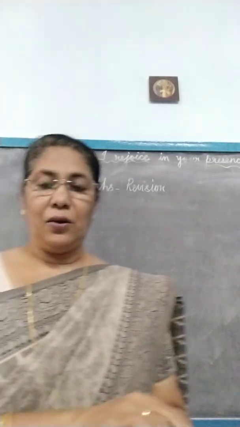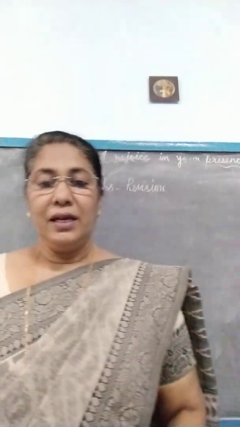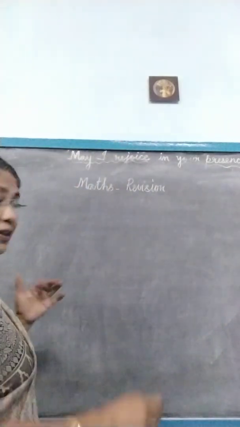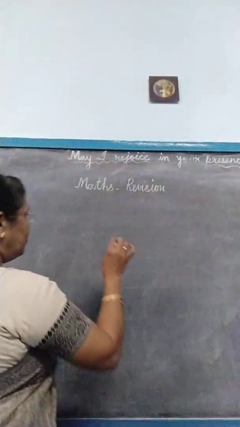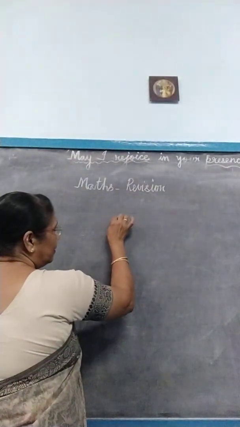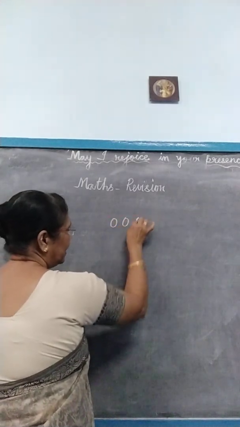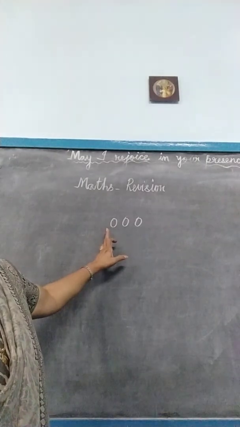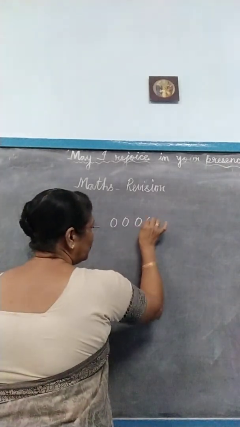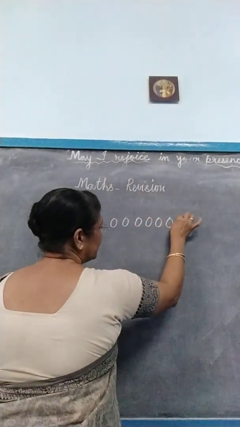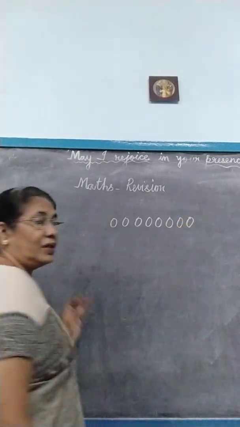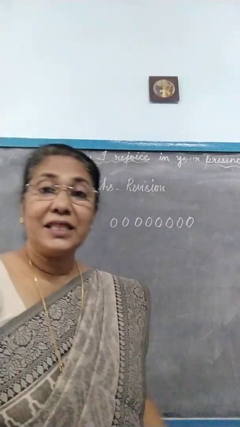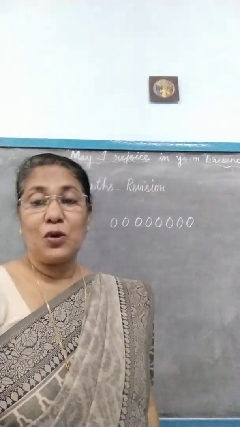Okay, now listen carefully. 3/4 of so many. We'll first write 1, 2, 3. Look at these circles: 4, 5, 6, 7, 8. What is 3/4 of 8? 3/4 of 8. So what must you do?